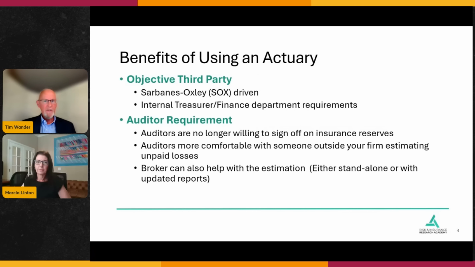So what are the benefits of using an actuary? A couple of things. You see objective third party. So it gives us an objective third party review of our liabilities facing the organization. That can certainly help with Sarbanes-Oxley or SOX compliance. Again, that was driven out of the Sarbanes-Oxley law that was passed back in the early 2000s.